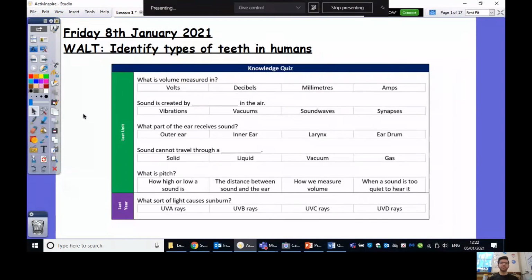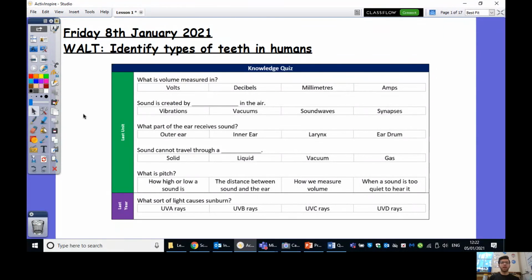So hopefully you all have this in front of you now. I'll read through the questions and you can go through in your own time. So, question 1, what is volume measured in? Is it volts, decibels, millimeters, or amps? What is volume measured in?